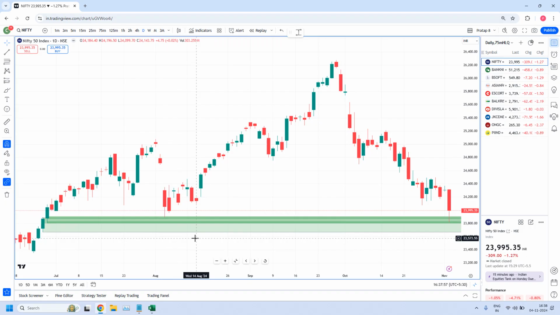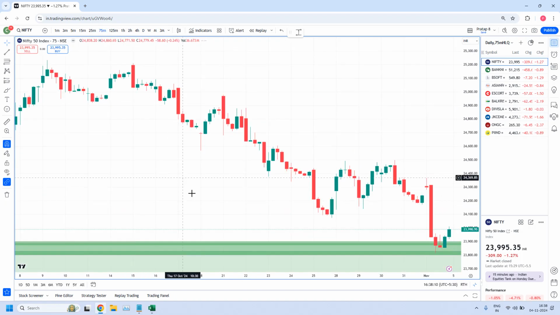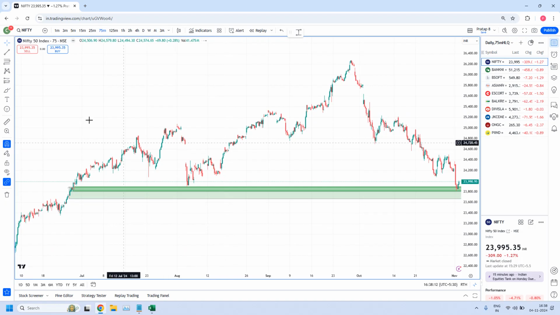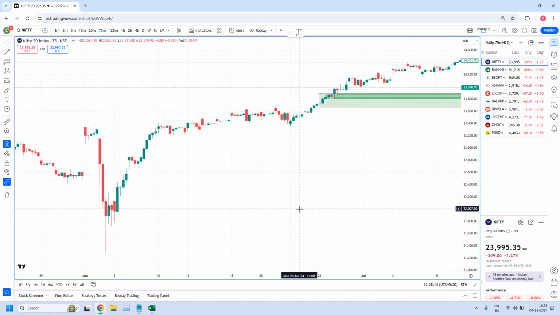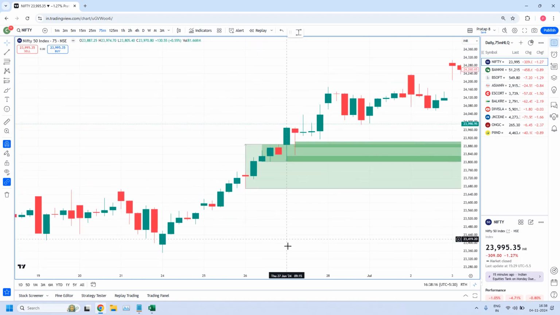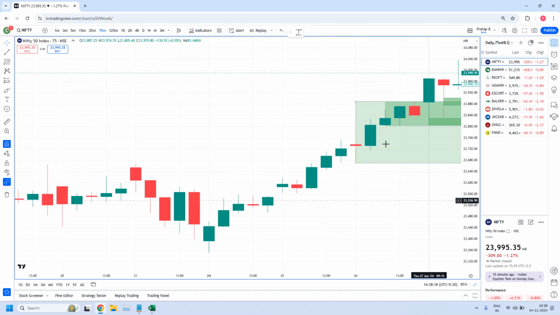And moreover, these are not really fine-tuned zones. Why are these not really fine-tuned zones? Let me show you. Let us go to the 75-minute time frame. We have a 75-minute zone available here. This is the leg-in. You have 3 base candles and then you have a rally candle.